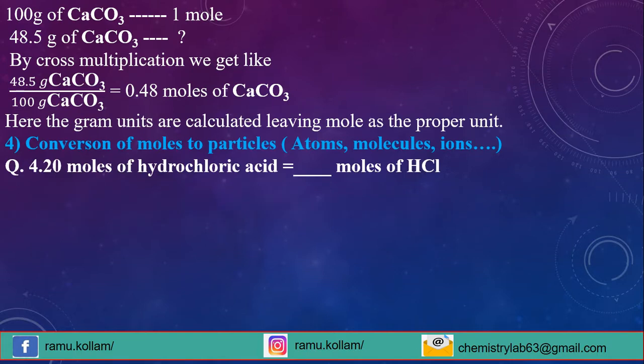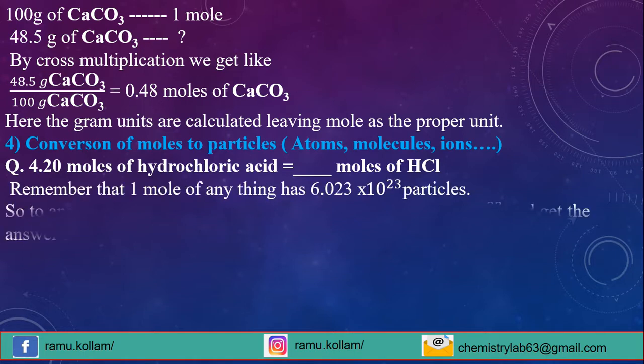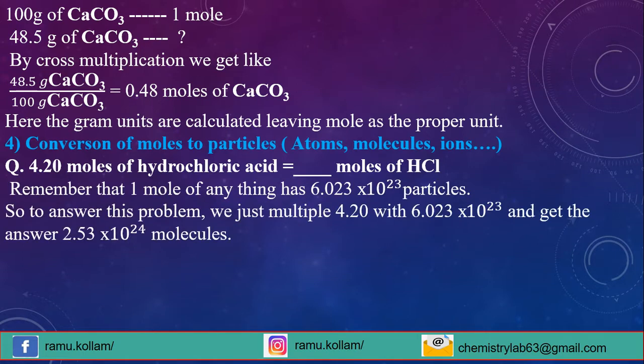Question here: 4.20 moles of hydrochloric acid is equal to how many molecules of hydrochloric acid? For this, 1 mole of anything has 6.023 into 10 power 23 particles, which represents the Avogadro number. So to answer this problem, we just multiply 4.20 with 6.023 into 10 power 23 and we get the answer 2.53 into 10 power 24 molecules.